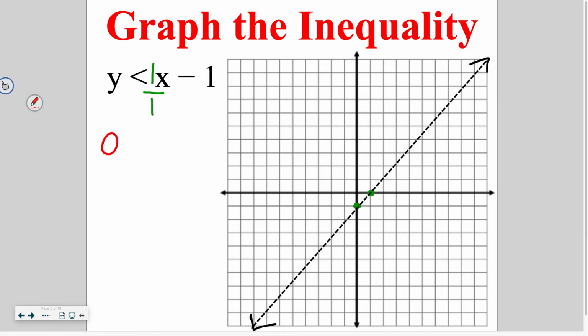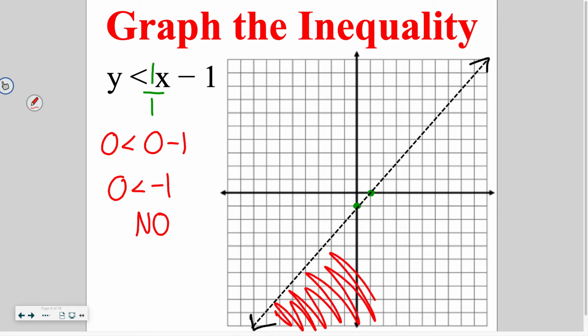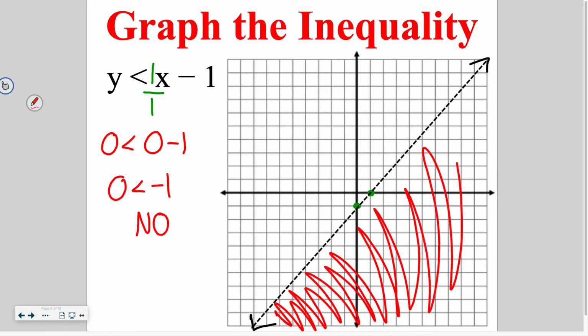So I'm going to say 0 is less than 0 minus 1, which is going to give me the statement 0 is less than negative 1. That is not part of our solution set. That is not a true statement. So everything that does not include 0 is going to be part of the solution set.